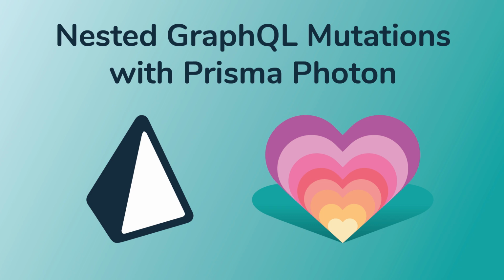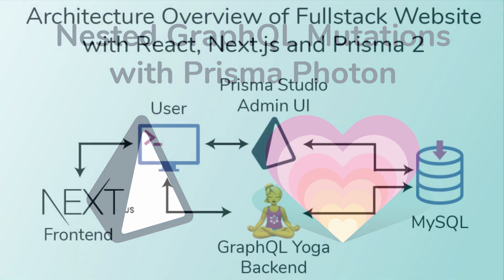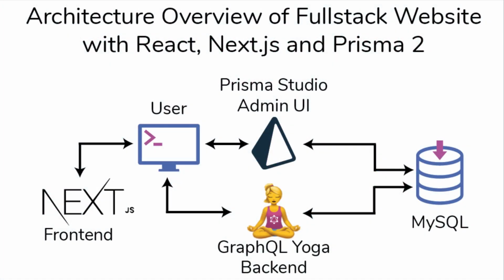In this video, we're going to talk about how you can create nested mutations using the Photon package by Prisma. We're going to be building on the full stack web application that we've made previously, which uses Next.js on the front end and a GraphQL API on the back end.